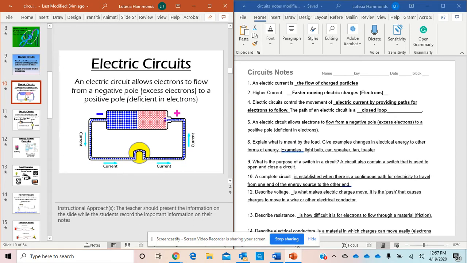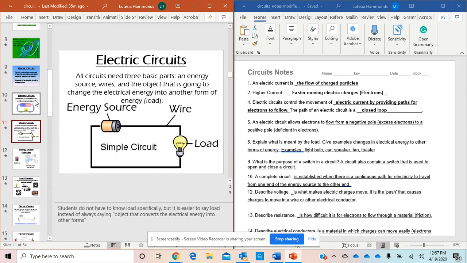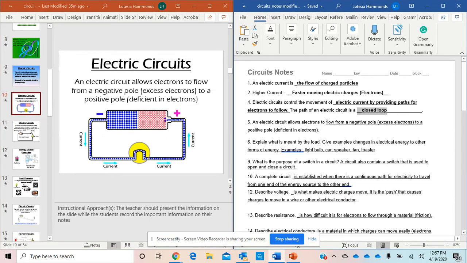What's an electric circuit? An electric circuit is what allows electrons to flow from a negative pole, excess electrons, to a positive pole, deficient electrons. Looking at question five, I'm going to bold that out. That is the flow from a negative pole where you have an excess of electrons to a positive pole where there's a deficient amount of electrons.